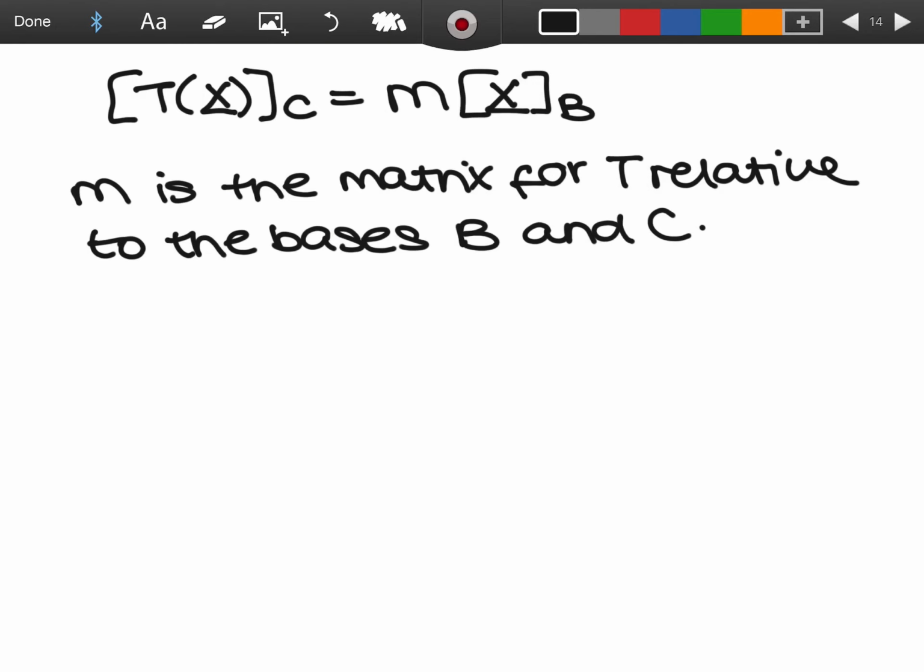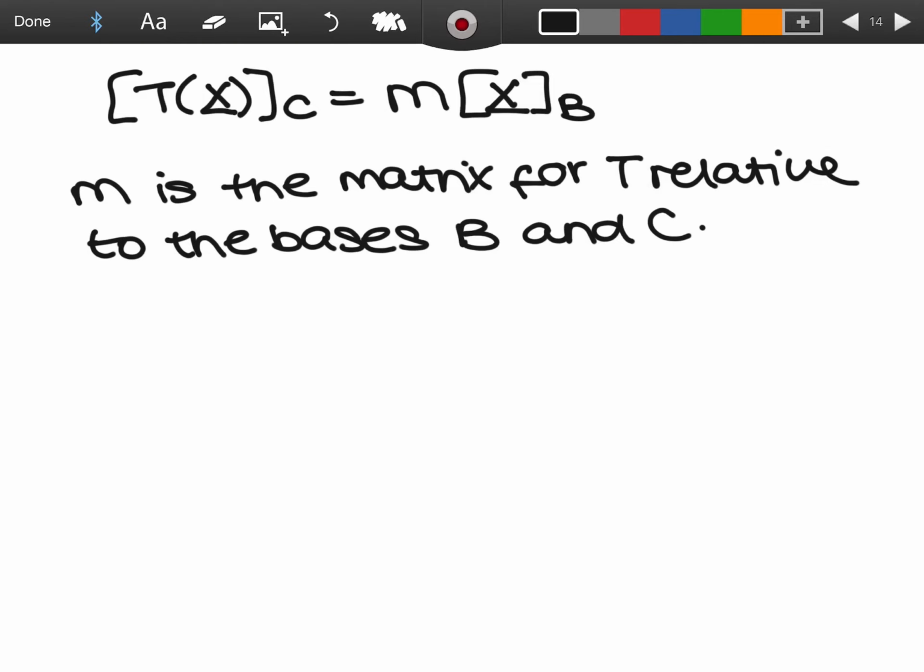So it will take us from whatever basis we want for one vector space to whatever basis we want for the other vector space. Okay, and it's done by that matrix M. So it's slightly more complicated, but it is just an extension of that standard matrix that we've looked at before.